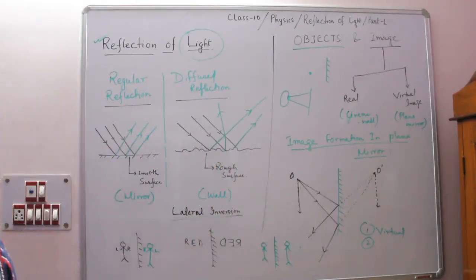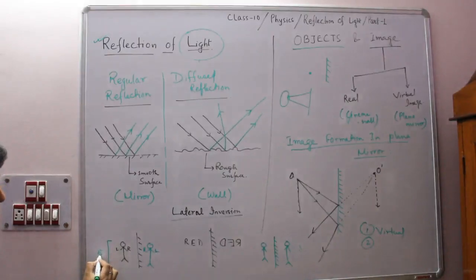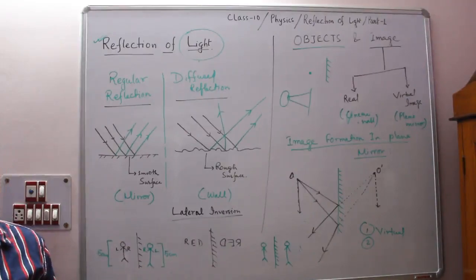Number 3, the image in a plane mirror has the same size as the object. If the object is 5 cm, then the image is also 5 cm. The height remains the same.